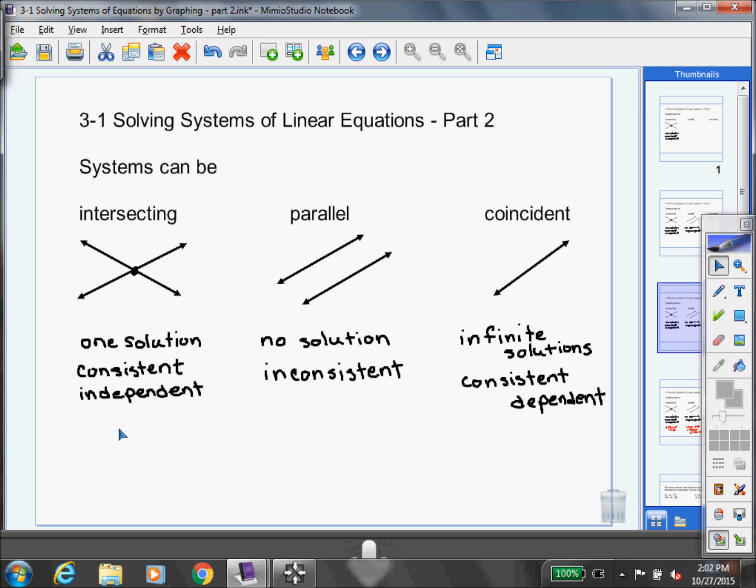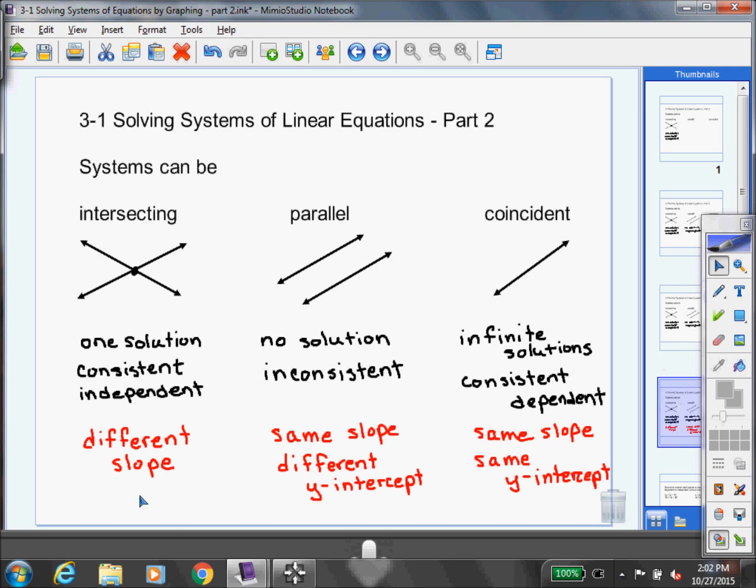Well, they could be perpendicular and also intersect. So they could be negative reciprocals. Really, the only criteria is that they have to be different slopes. They might be negative reciprocals, maybe not, that doesn't matter. But intersecting will have different slopes. Parallel will have the same slope, different y-intercept.